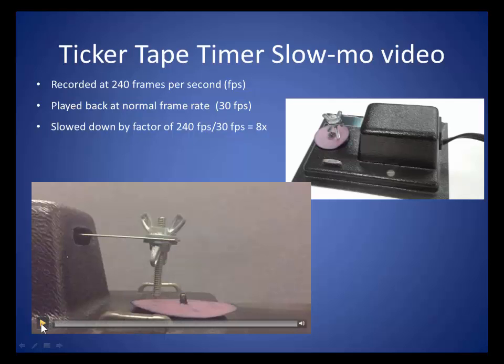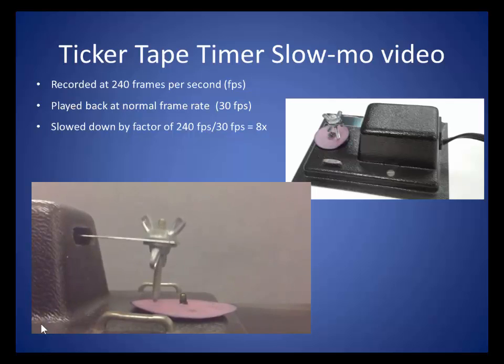So let me show you what this video looks like. Sounds like a woodpecker. And in reality, you've got to imagine this going 8 times faster, and it makes a very loud, obnoxious buzz when it's doing that. But you can see it's tapping onto the carbon paper, and the sheet goes in between these two staples and pulls right underneath there, and this causes the dots to appear on the paper.